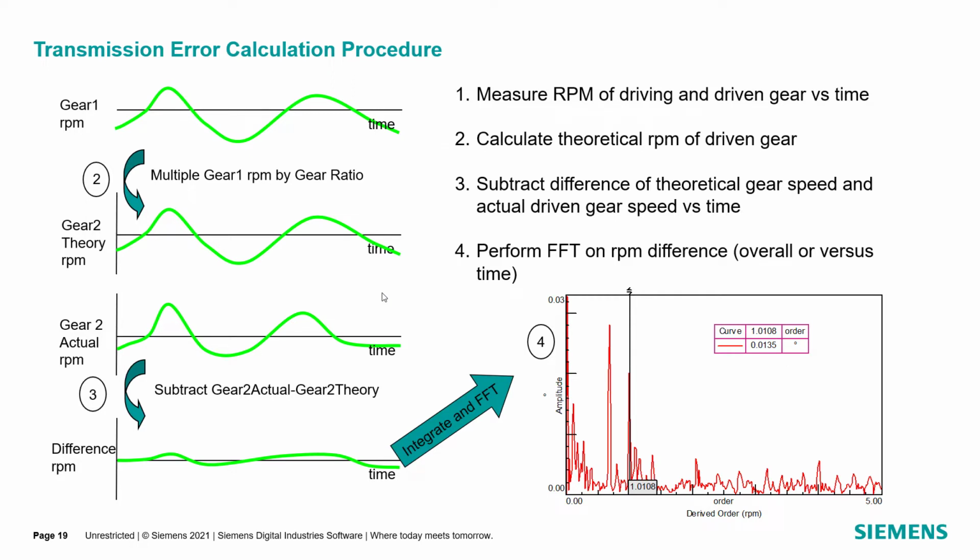Okay? So just kind of breaking down the process of how we want to look at this transmission error, we can measure the RPM of the driving and the driven gear versus time. Then we calculate the theoretical RPM of the driven gear based on the math and the ratio between those two gears. We subtract that difference, and that gives us that transmission error that we're talking about. We can then look at those time files and perform an FFT and find out what frequency things are occurring at for those RPM differences, and we can look at that angle or position over time.